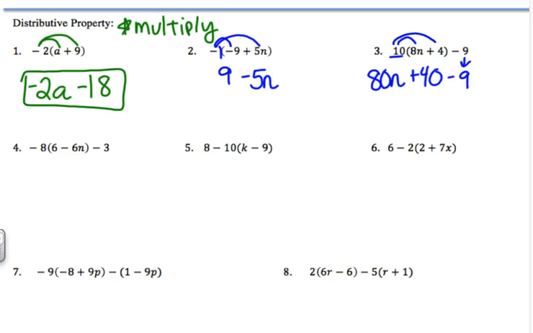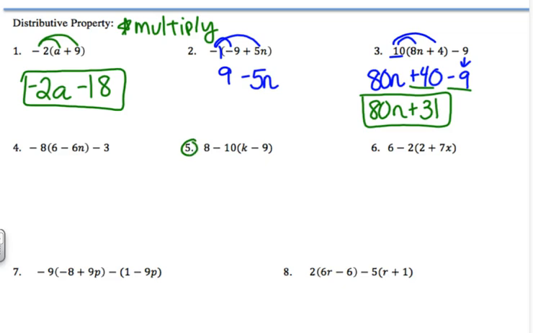Okay? Now, this looks like a problem on the front page where we combine like terms. And since these are both coefficients without a variable, I can combine them. So 40 take away 9 would be a positive 31. Drop down that 80n, and we're done. Okay? All right, so why don't you try, actually I'm going to do 5 real quick, and then you can try 4 and 6 on your own.